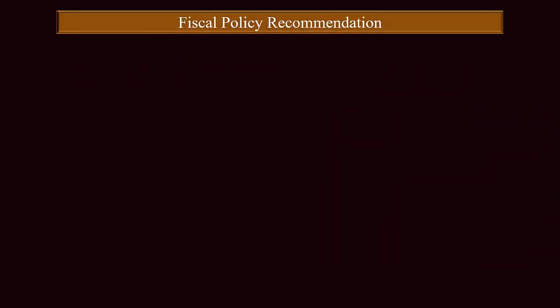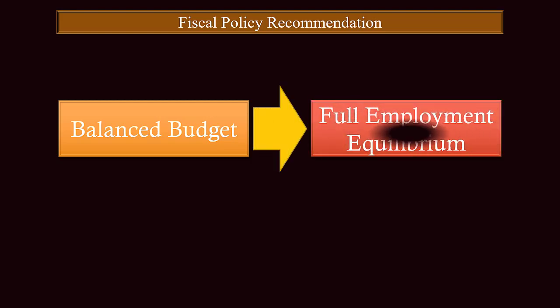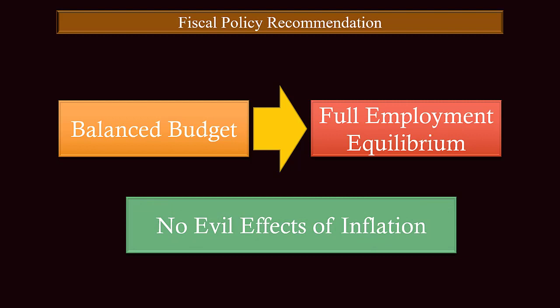Fiscal policy recommendation. Expansionary effect of government multiplier is always greater than the contractionary effect of tax multiplier. So, the government shall pursue the policy of balanced budget till it reaches full employment equilibrium in the economy. It will enable the government to reach full employment without inviting the evil effects of inflation.